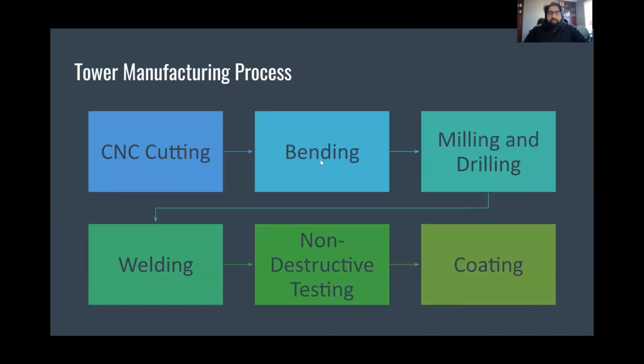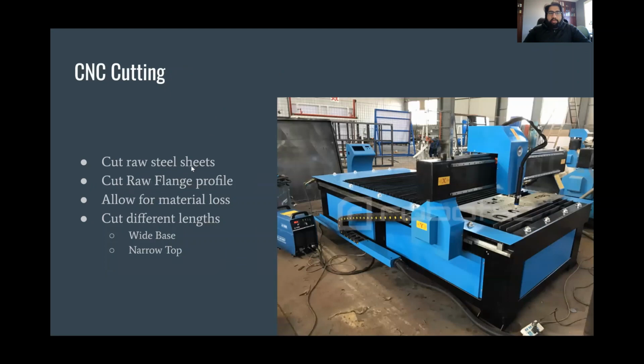So the manufacturing process is as follows. It starts with CNC cutting, followed by bending, which leads to the milling and drilling portion, which then goes to welding, followed by non-destructive testing, and lastly, the coating. In the CNC cutting phase, it cuts the raw sheets into the desired dimensions. The dimensions account for material loss, so it's usually cut slightly larger than the required dimensions, and it cuts into the profile of what is needed.